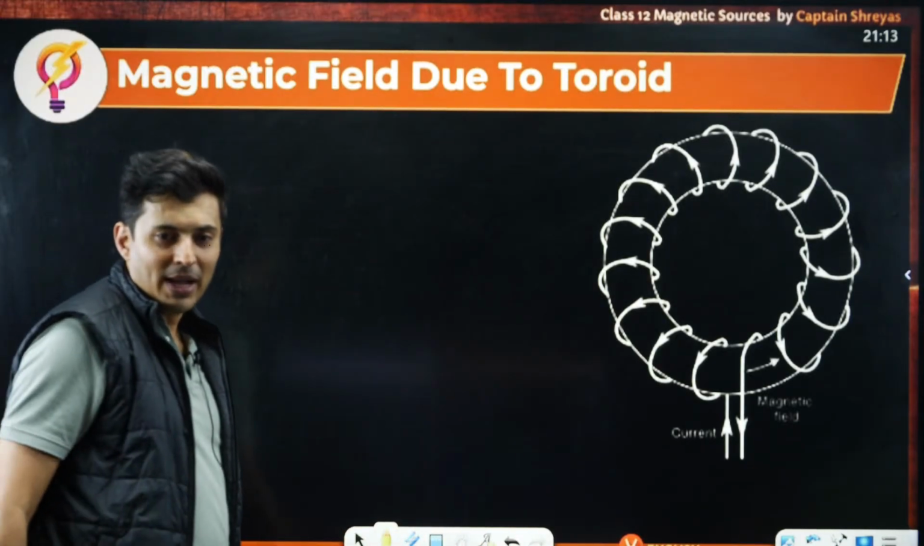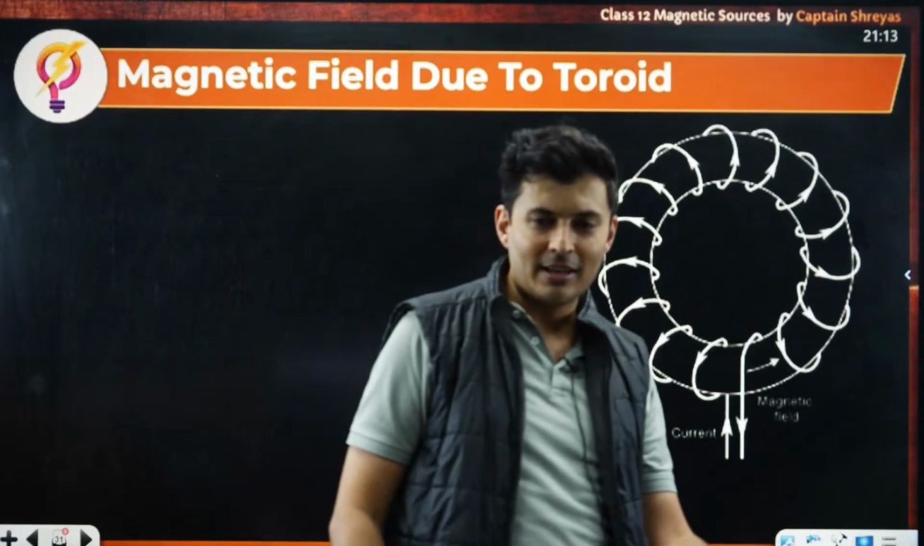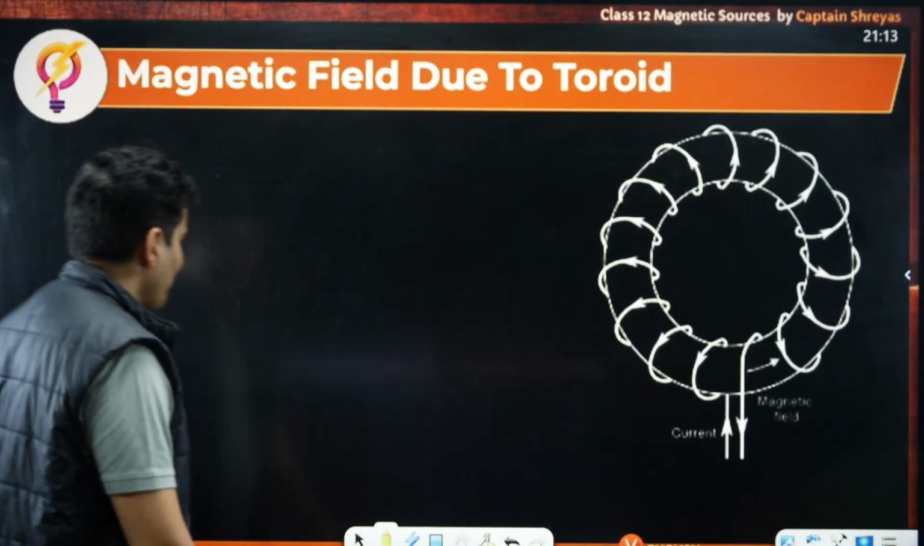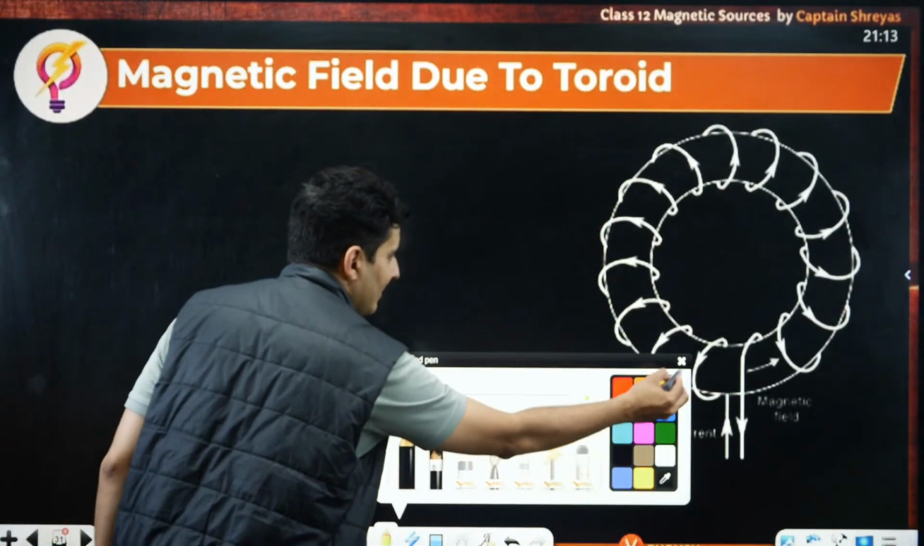So Ibu is in our batch, so Ibu can tell what is exactly happening in chemistry. Yes. So toroid is exactly the same.